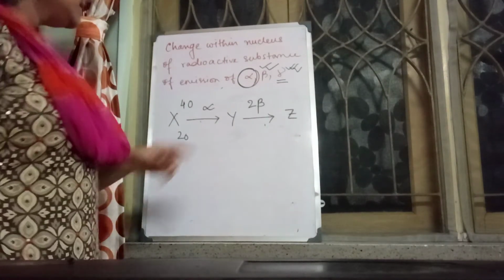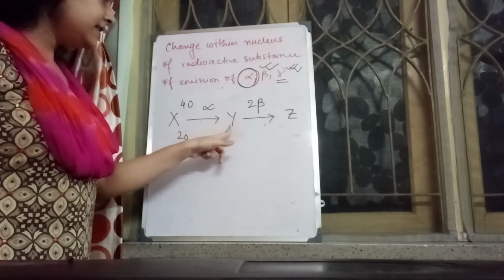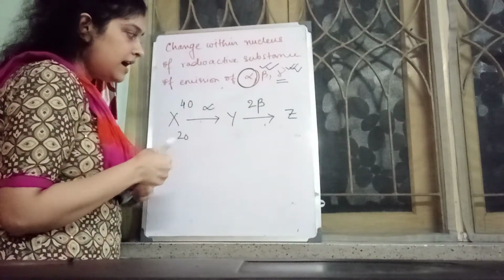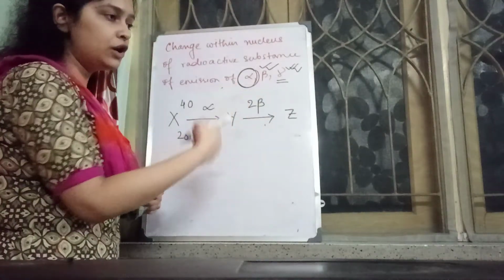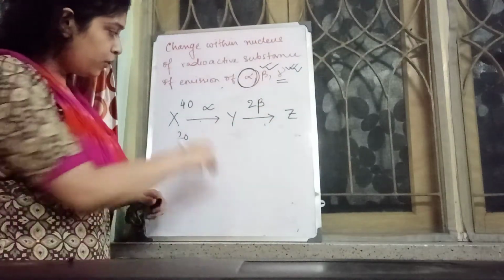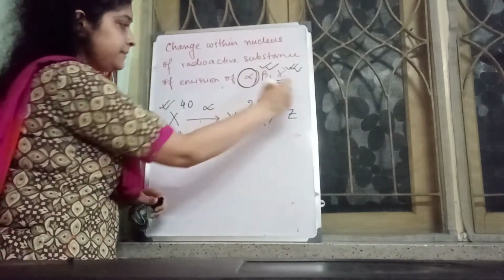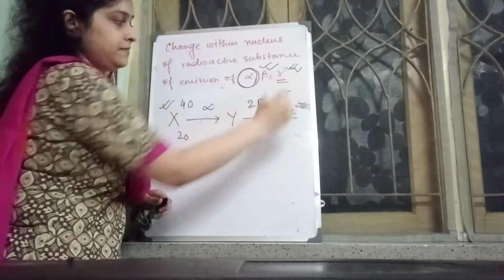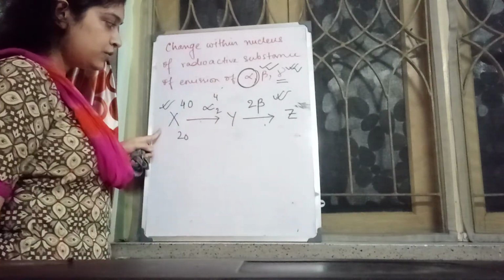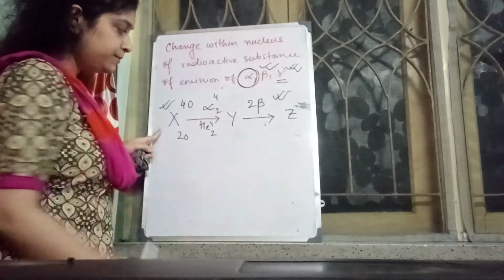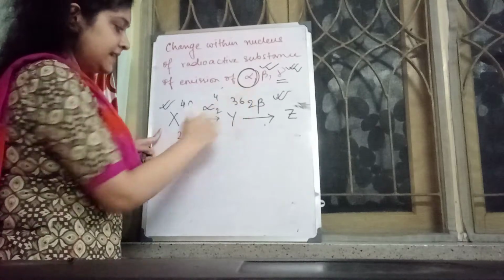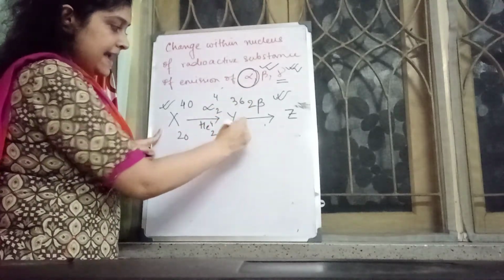Now see, suppose X is forming Y by emitting one alpha particle, followed by emission of two consecutive beta particles. Okay. What is the relation between X and Z? Can you tell me then? X to Y, alpha. Alpha means 4-2, right? Or we can also write helium 4-2. Nucleus 40 minus 4, so we are left with 36. 20 minus 2, 18.